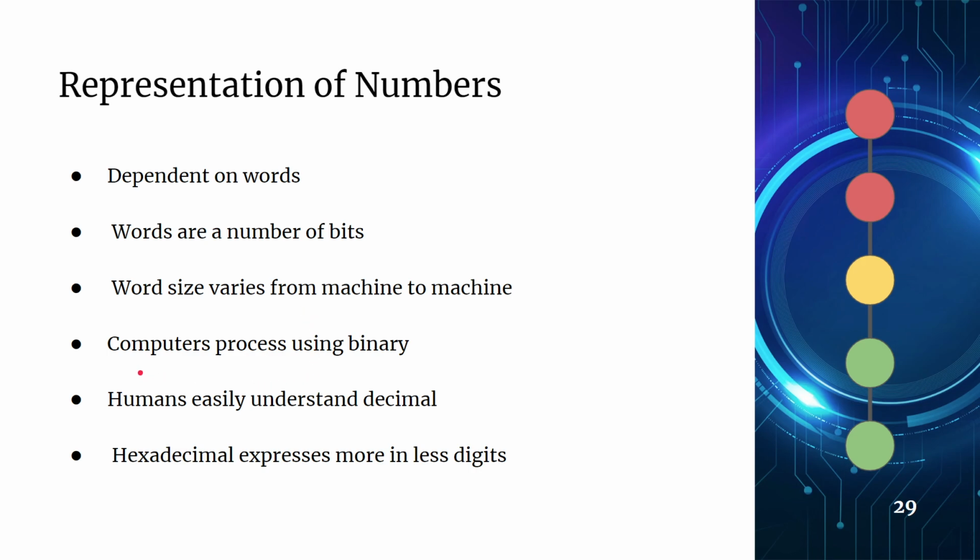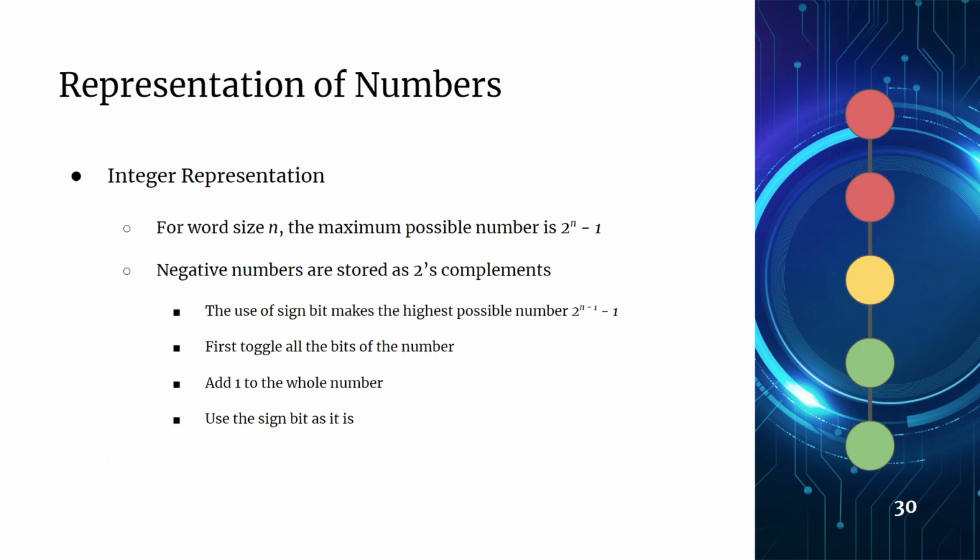Now these are three simple points: computers use binary numbers, humans understand decimal numbers very easily because it uses 10 digits, and hexadecimal expresses more in fewer digits because it has the maximum number of digits among the number systems we are talking about. It has 16 digits. These are the first few parts, and then we have integer representation.